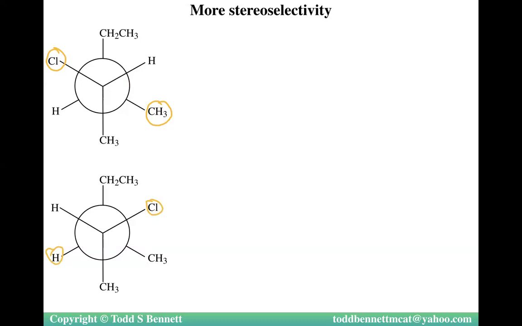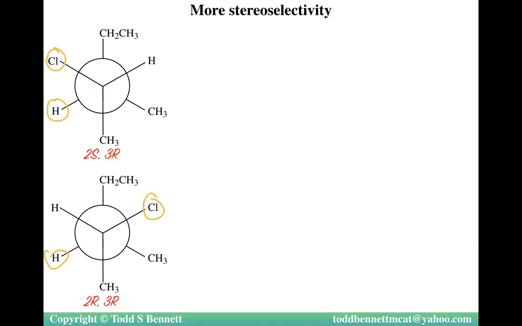So let me get rid of my circles and say that the H that it's going to eliminate is right there. Whereas the H this is going to eliminate is anti. So my 2R, 3R as opposed to 2S, 3R compound. So the 2R, 3R is fine. The 2S, 3R has to rotate.